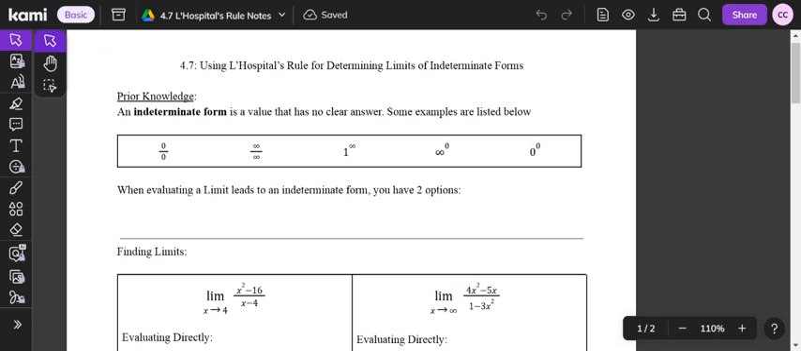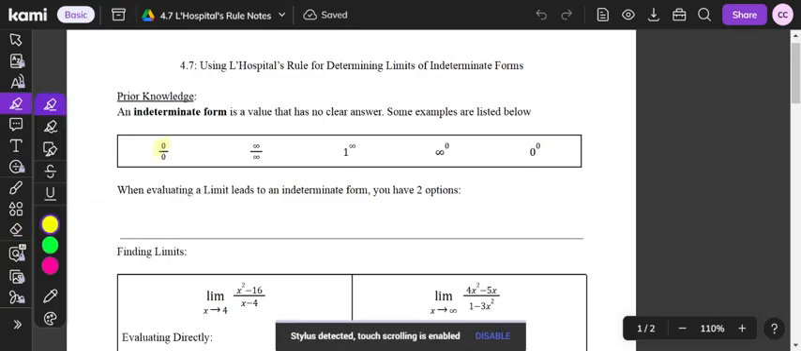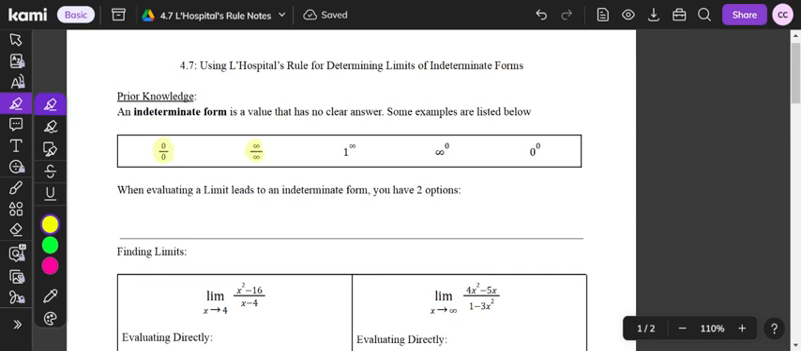So right here, I have a definition for you all. An indeterminate form is a value that has no clear answer. And it says some examples are listed for you below. Now, if you remember from chapter 1, we talked about this one here and this one here. These other ones are some new examples for you. And not all these examples in the box, that is not all the indeterminate forms out there. There's many, many more. I just decided to give you the 5 most common ones, but there's lots of ones out there. Now, these two that we've already talked about, those are the most common ones.